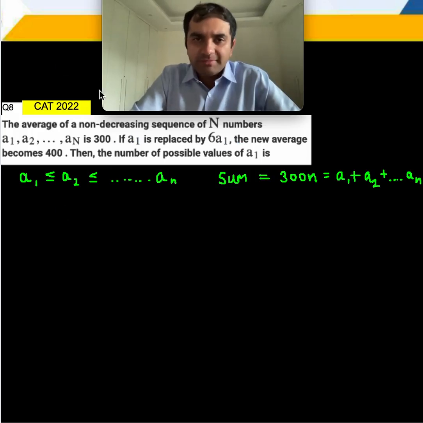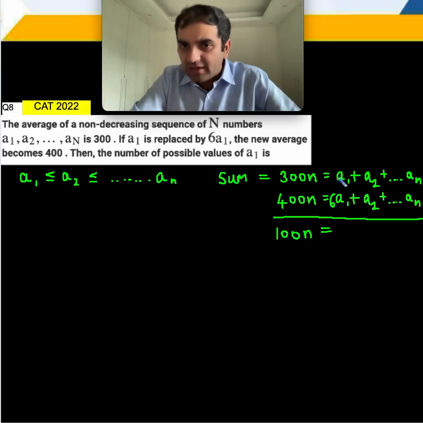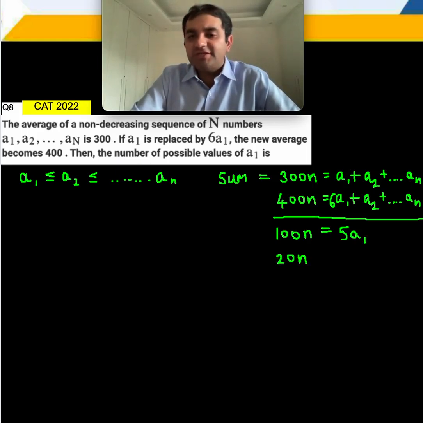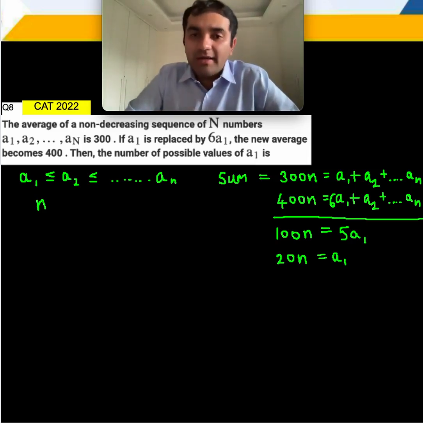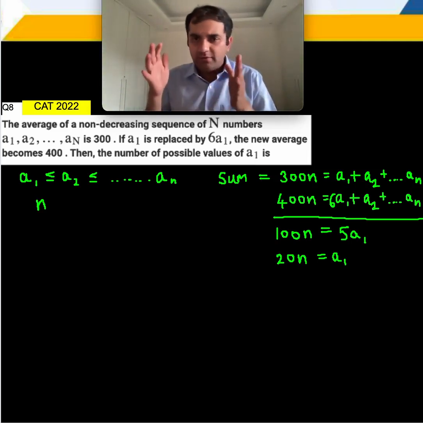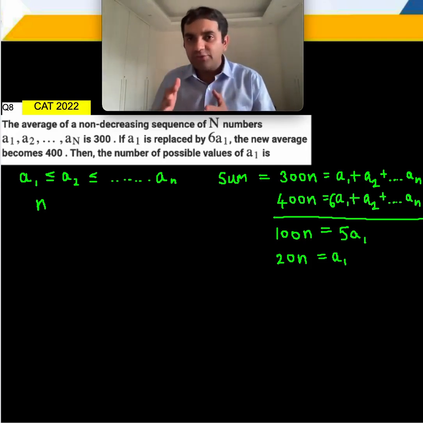Now a1 is replaced by 6a1, so the average becomes 400. So 300 becomes 400, with 6a1 in place of a1. Subtract, 100n becomes equal to 6 minus 1, 5a1, everything else will cancel. And then from this a1 comes out to be 20n. 20n is equal to a1. Find the number of possible values of a1. The possible values of a1, which is equal to 20n, depends on n. How many values can n take?